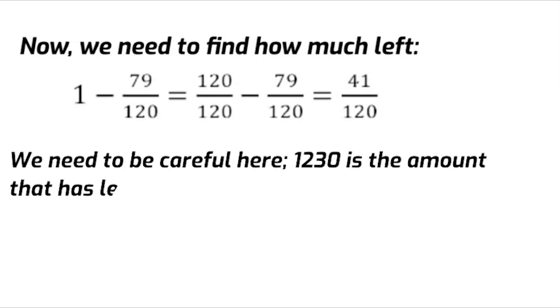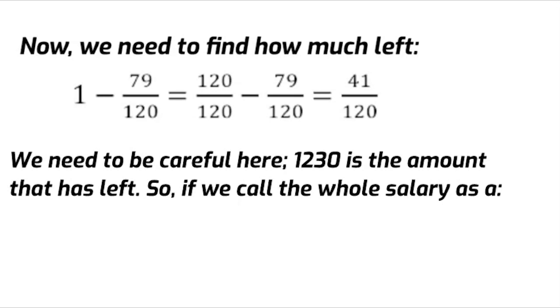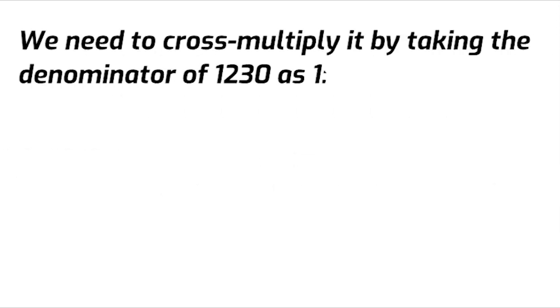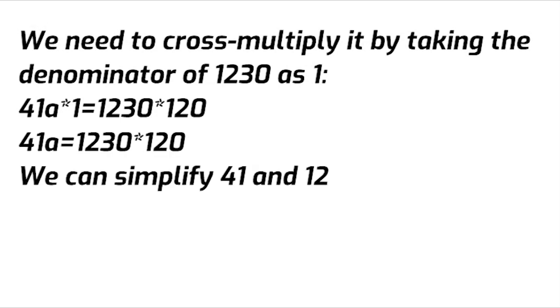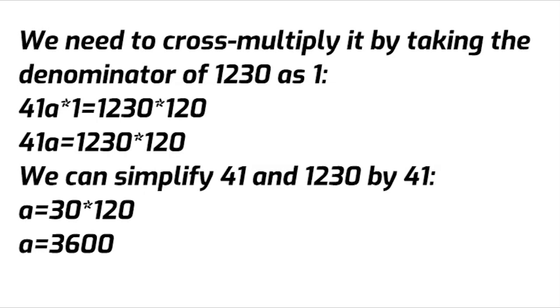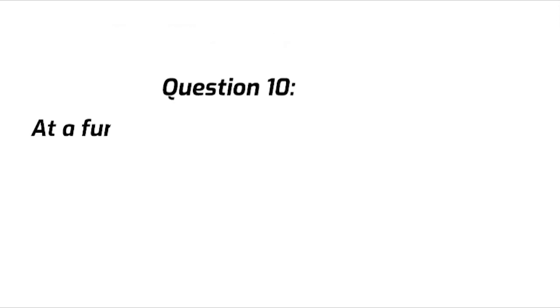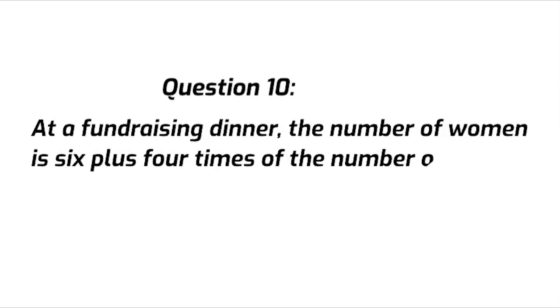We need to be careful here. 1,230 is the amount that has left. So, if we call the whole salary A, we get 41 times A over 120 equals 1,230. We need to cross-multiply it by taking the denominator of 1,230 as 1. So we get 41 times A equals 1,230 times 120. We can simplify 41 and 1,230 by 41, and find that A equals 30 times 120, and that is 3,600.